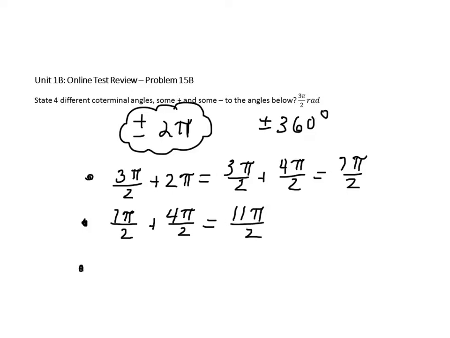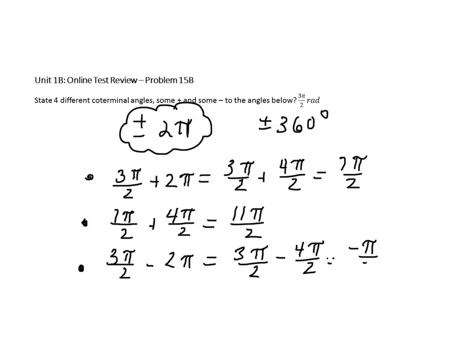If I wanted to do a negative angle, I would take my 3 pi over 2, and I would subtract 2 pi. And so again, I have to get a common denominator, so I'd have 3 pi over 2 minus 4 pi over 2, and I see really that that is a negative 90 degrees, a negative pi over 2, or we're at 270 there.